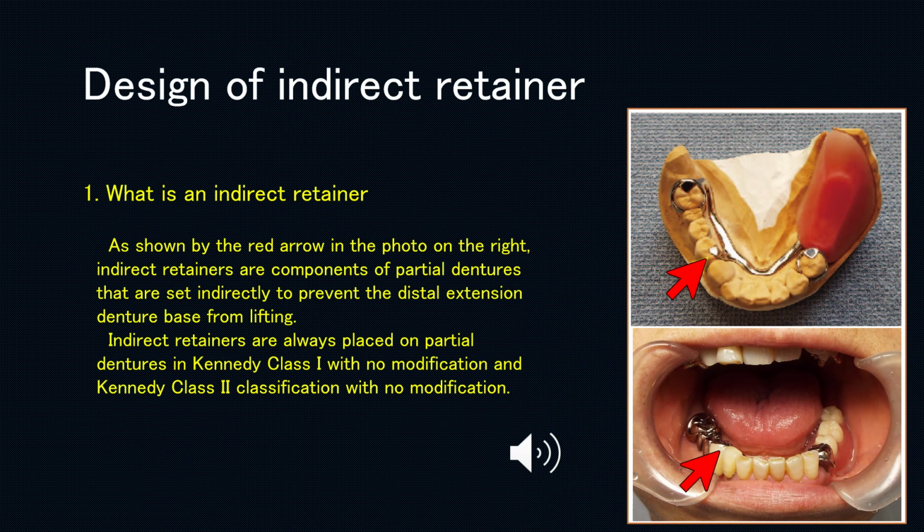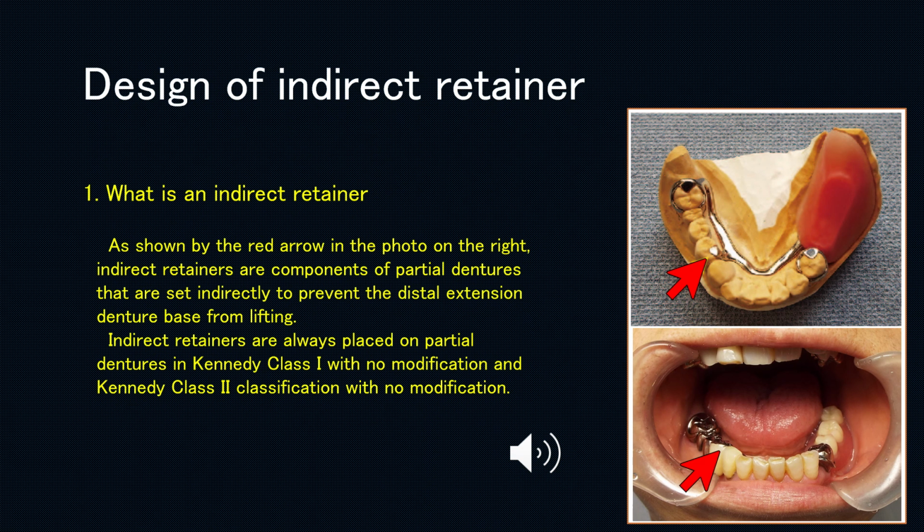1. What is an indirect retainer? As shown by the red arrow in the photo on the right. Indirect retainers are components of partial dentures that are set indirectly to prevent the distal extension denture base from lifting.